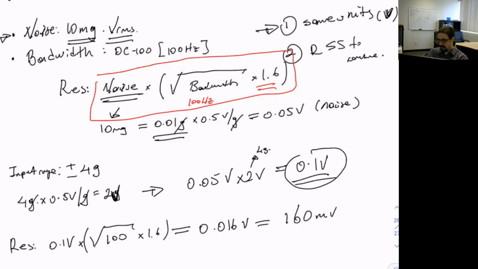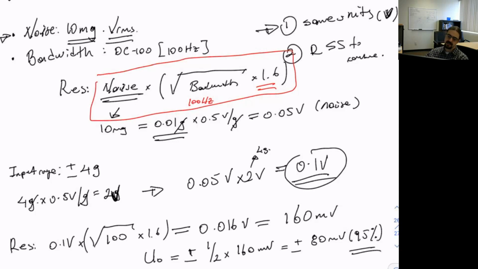0.16 volts, and that's going to correspond to 160 millivolts. Therefore, my U0 is defined as half of my resolution, so that will be plus minus 1/2 times 160 millivolts, which is plus minus 80 millivolts at 95 percentile. Since it was not given, I can assume that was my resolution.